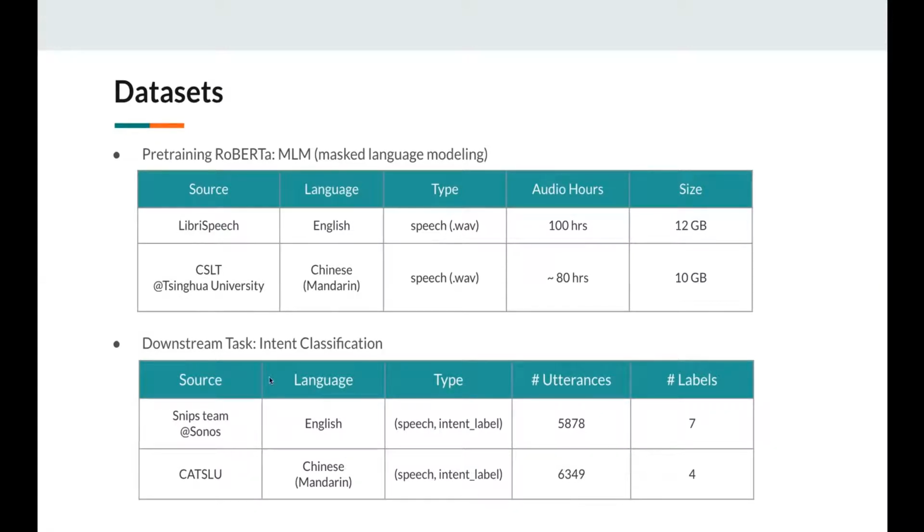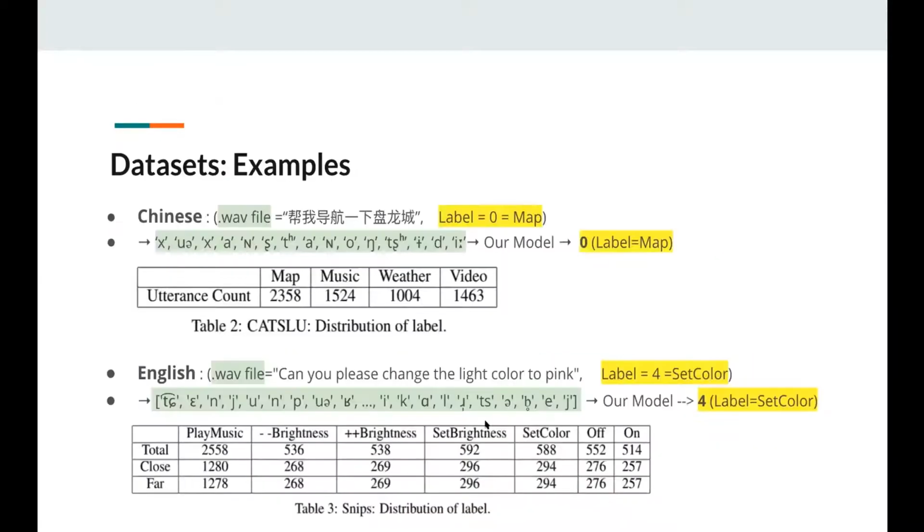Both intent classification datasets contain speech to smart devices, such as smart lights and smart assistants, and each speech file in these datasets has been labeled with an intent. Here are two examples. For the Chinese dataset, you may have a wave file saying 帮我导航一下盘龙城, which means help me navigate to Dragon City in English. You also have access to the label of the intent, which is 0 in this example. Then in our system, we would first transform the wave file into a list of phonetic symbols and train the model to output 0, which is the very first class of this dataset, and it means bringing out the map.